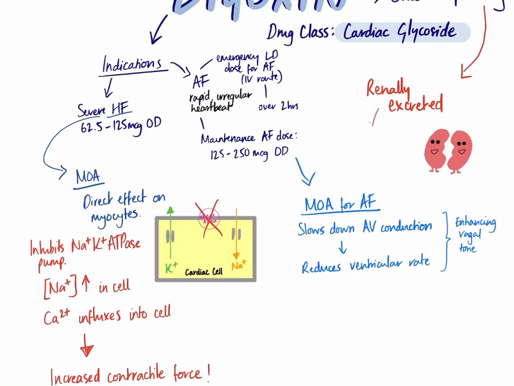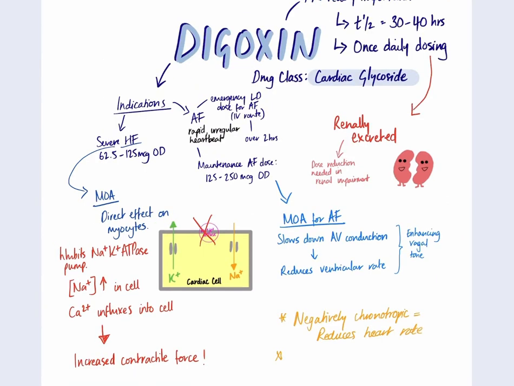As digoxin is renally excreted, there needs to be a dose reduction in renal impairment. And also, about the mechanism of action, digoxin is negatively chronotropic, which means it reduces the heart rate, and it's positively inotropic, so this increases the force of contraction, and this is quite useful for heart failure. So this means that digoxin has a dual mechanism of action.